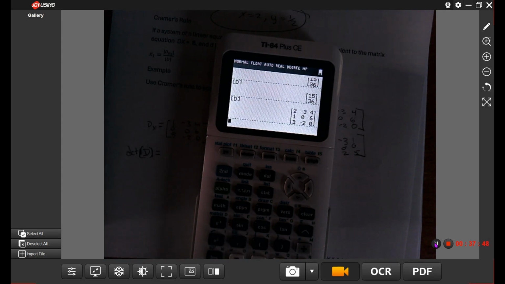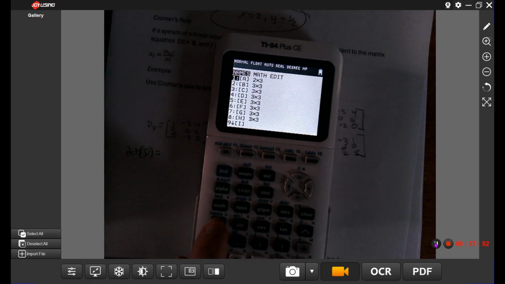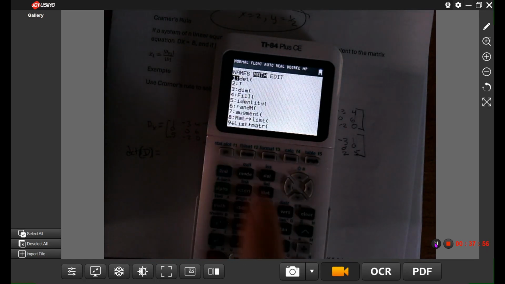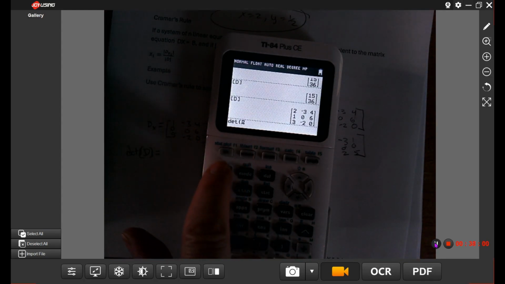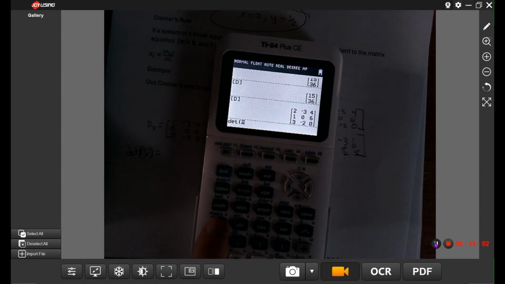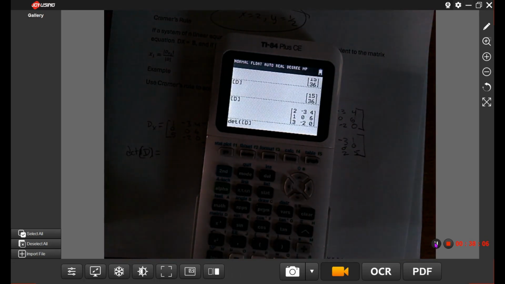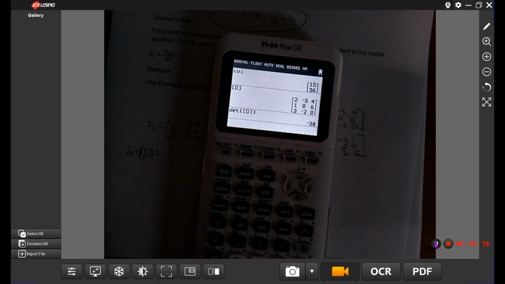So I want to find the determinant of that matrix. So I'm going to go into the matrix menu, and I'm going to go to math, so I have options. And look, it's the first one. It's DET for determinant. And now I have to tell it which matrix I want the determinant of. So I'm going to grab matrix, arrow down, and choose D because that's where I put it. And look, it says it's negative 38. So the determinant of matrix D is negative 38.